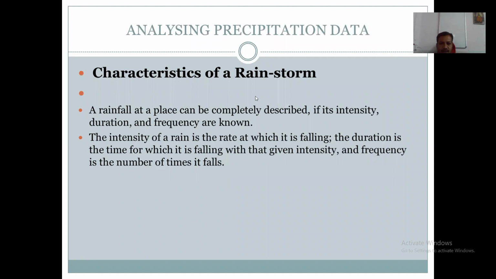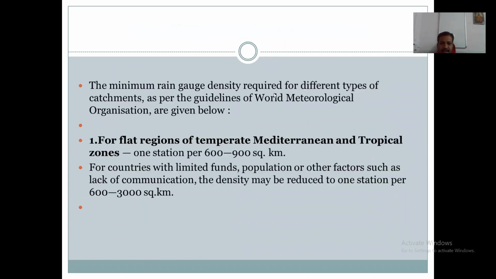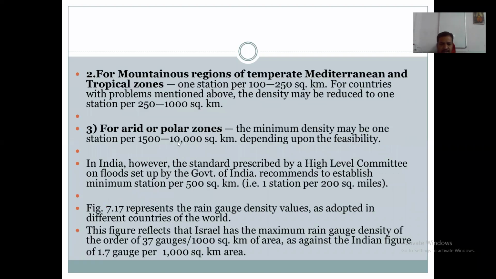This is the design of rain gauge network. Depending upon the catchment area, for different types of catchments, the rain gauge network is designed. Minimum rain gauge density is to be provided for different types of catchment areas, like for flat regions, for mountainous regions, and for arid and polar zones. The minimum rain gauge density required depends upon the catchment area.